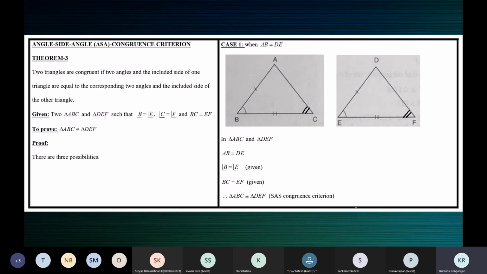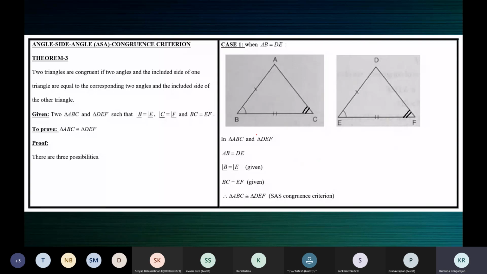Children, what was I telling you? According to this ASA congruence criterion, when in two triangles we have two pairs of equal angles and the sides included by these angles are also equal, then the triangles are congruent by the ASA congruence criterion.